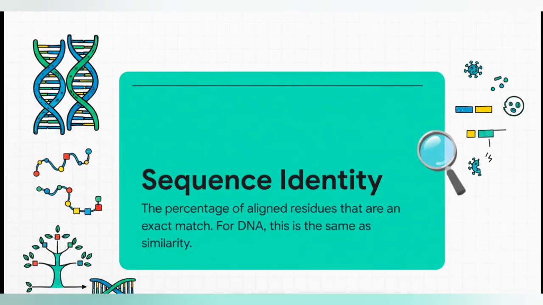Then, on the other hand, you have identity. This one's the most straightforward measurement. What percentage of the letters are an exact one-to-one match? So here's the key point. For proteins, similarity and identity are different things. But for DNA, which only has 4 letters, they're basically the same thing. An A is an A, and that's it.